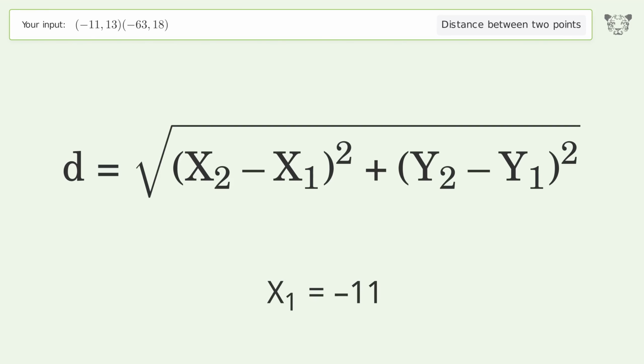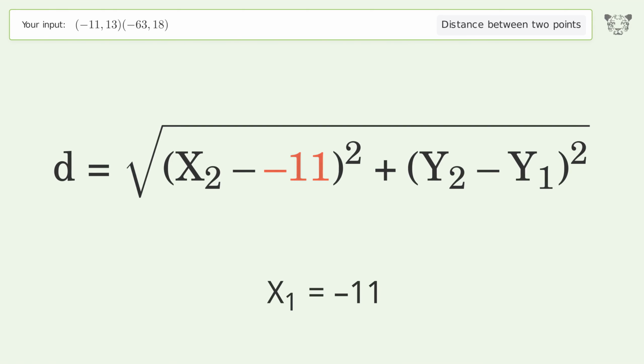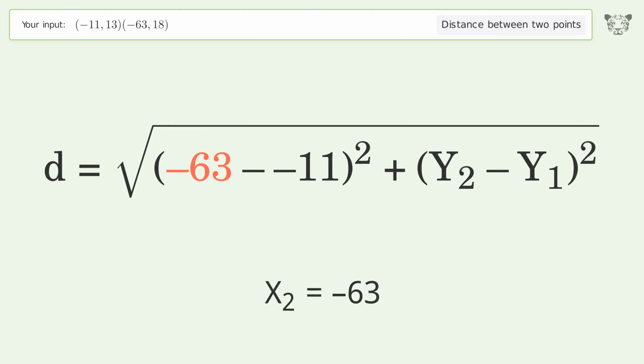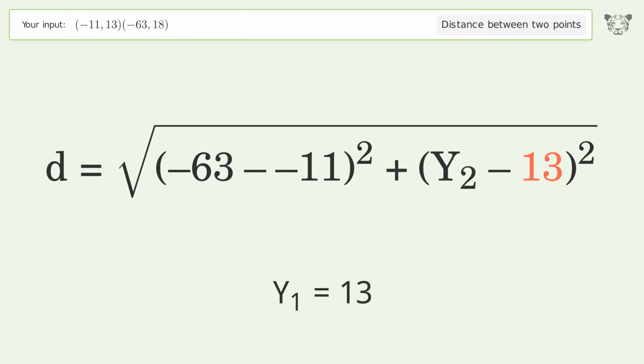x1 equals -11. x2 equals -63. y1 equals 13. y2 equals 18.